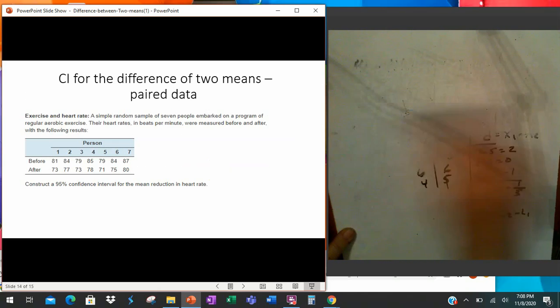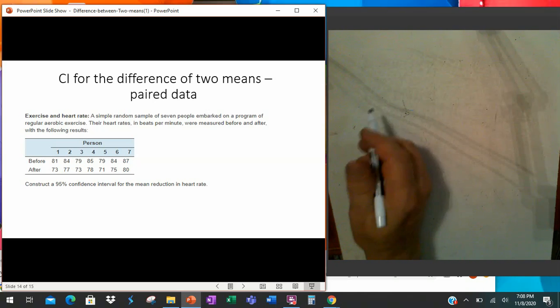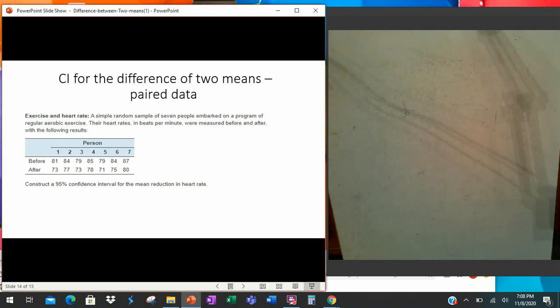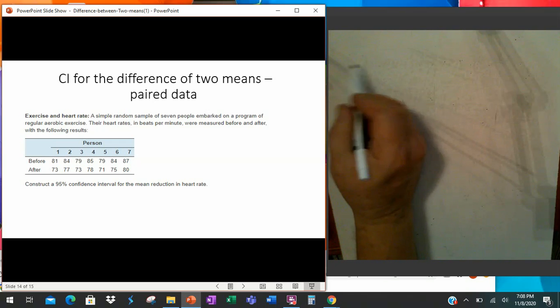Okay, so here is some data on heart rate before and after exercise. A simple random sample of 7 people embarked on a program of regular aerobic exercise. Their heart rates in beats per minute were measured before and after with the following results. Construct a 95% confidence interval for the mean reduction in heart rate. So this is the before, and I want the after.